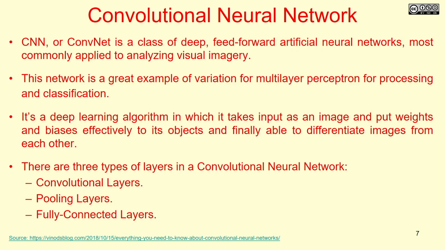Let me come to the first model that is widely used in many fields nowadays, that is called convolutional neural network. Convolutional neural network, CNN for short, or otherwise called ConvNet, is a class of deep feed forward artificial neural network most commonly applied to analyzing visual imagery.